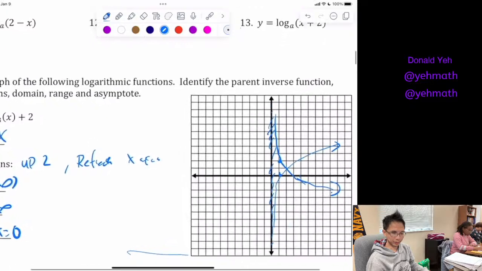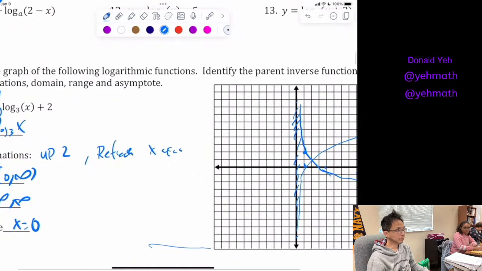I don't know what you want me to do. But you can graph it on the decimals. The main thing I want to see is the asymptote.